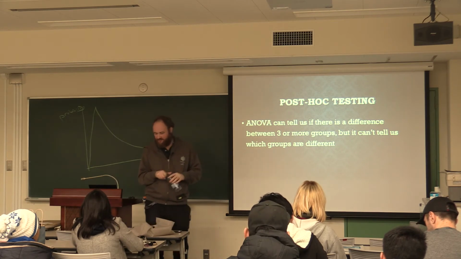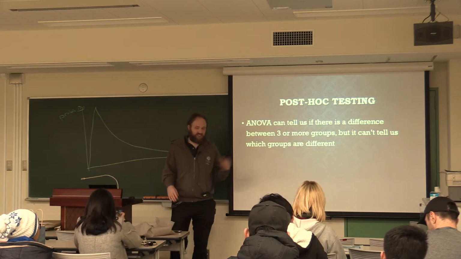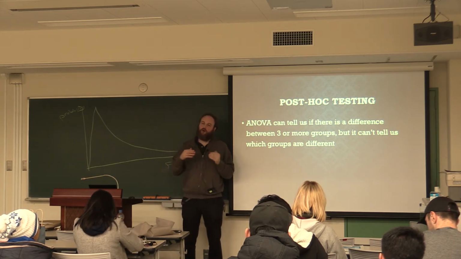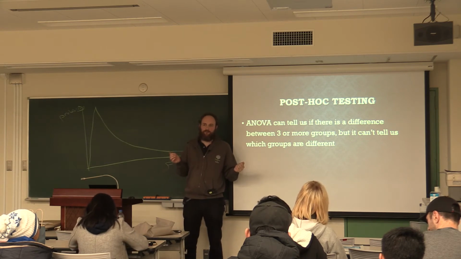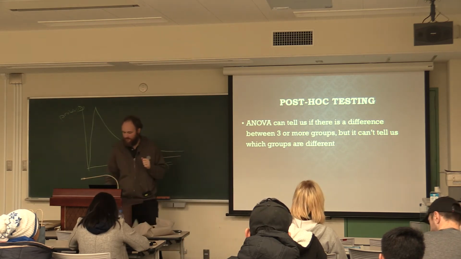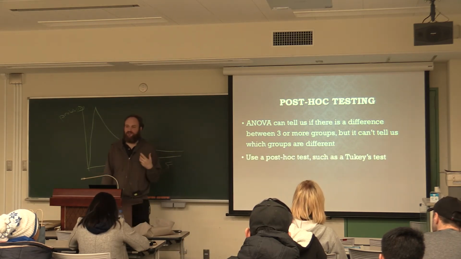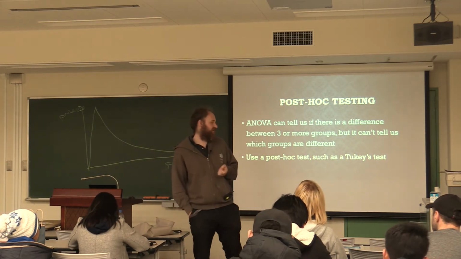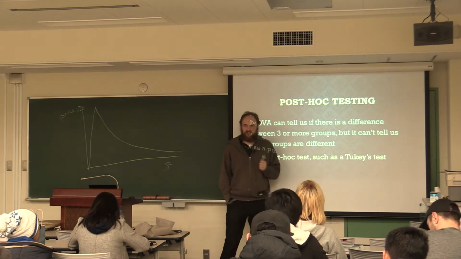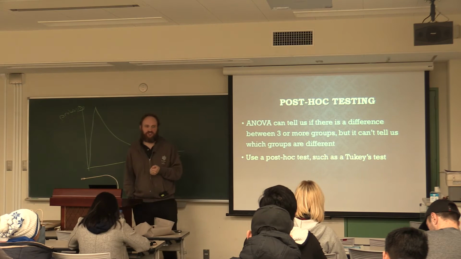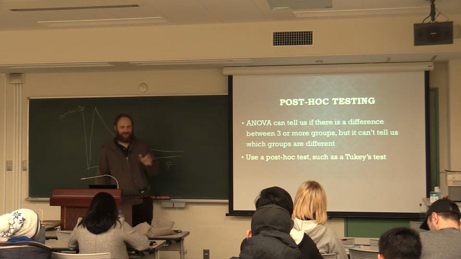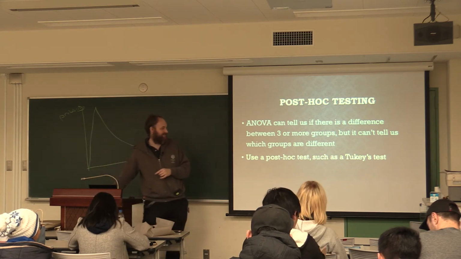So ANOVA tells us that there's a difference between at least one of the groups. It says that at least one of the groups is different from the others. It could be that all three groups are different from each other. But it could be that two groups are the same and one is different. So we're going to use a post hoc test, and the test that we're going to use is called Tukey's test, or the Tukey-Kramer test, or Tukey's HSD. HSD stands for Honestly Significant Difference, which I think he might have been building it up a little bit there, but it's actually a pretty good test, so I'll let him away with it.